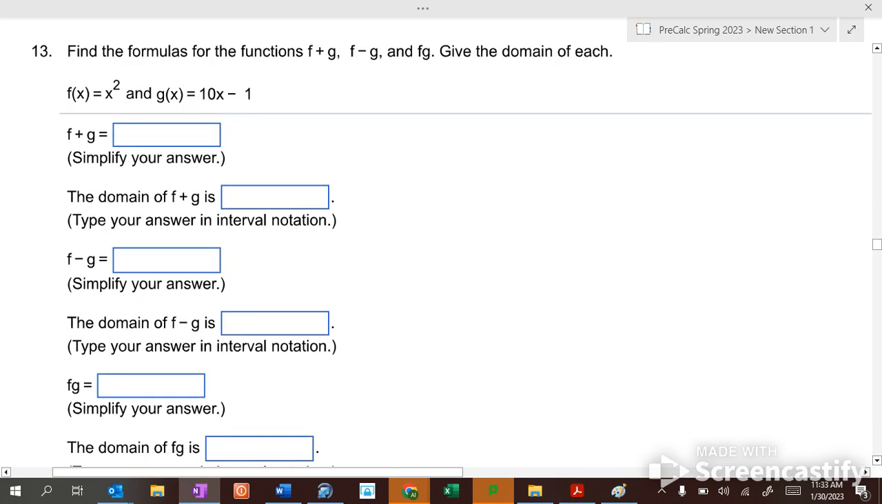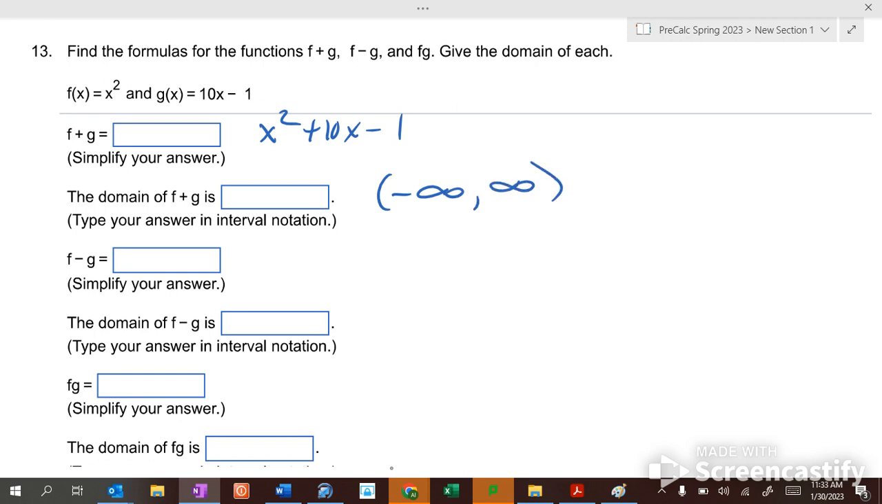All right. Formulas. F plus g of x is simply x squared plus 10x minus 1. The domain for this, anything restrict the domain? No. So it's negative infinity to infinity. F minus g of x is x squared minus 10x plus 1. Again, nothing restricts the domain.